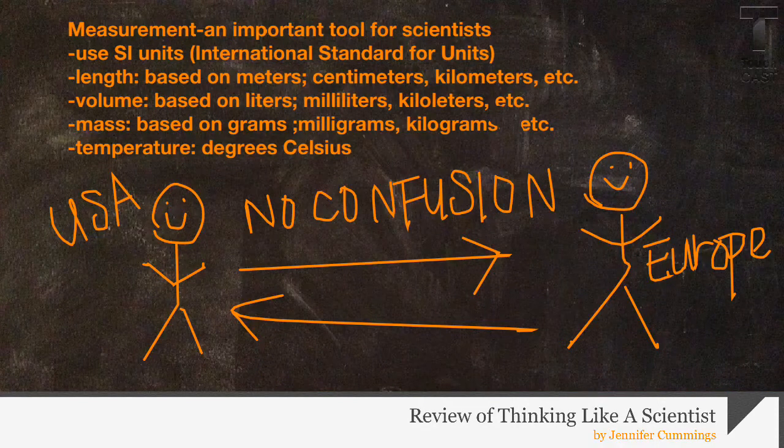Now, the last piece is a measurement piece. Measurements are important. They're important tools for scientists. We use the International System of Units. So if I'm in the United States and I'm sending my information to a scientist in Europe, there's no confusion. They don't have to worry about converting. We don't have to worry about any sort of confusion. And so measurements are going to be part of your observations and inferences.